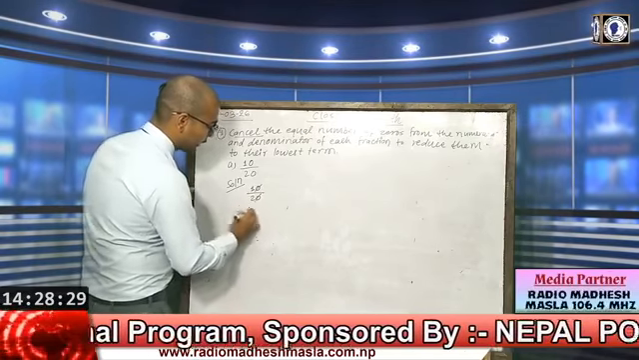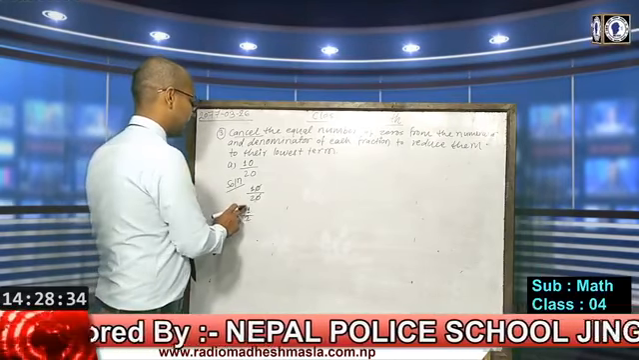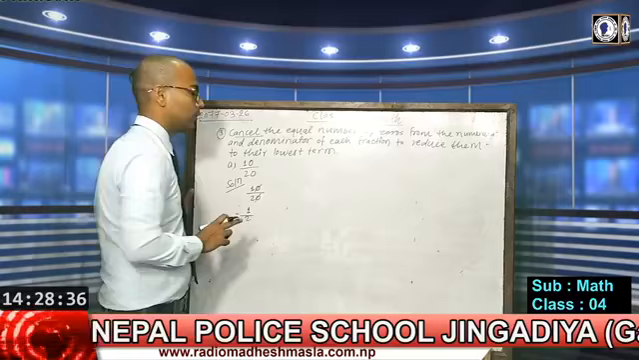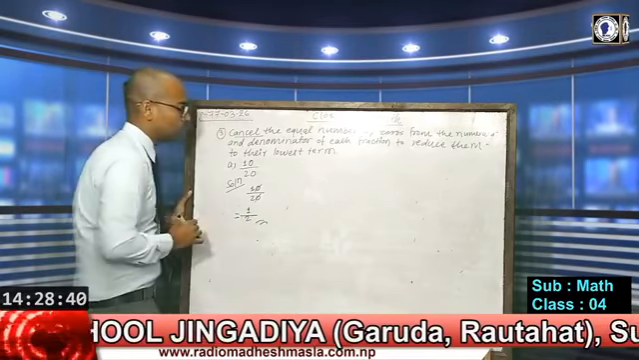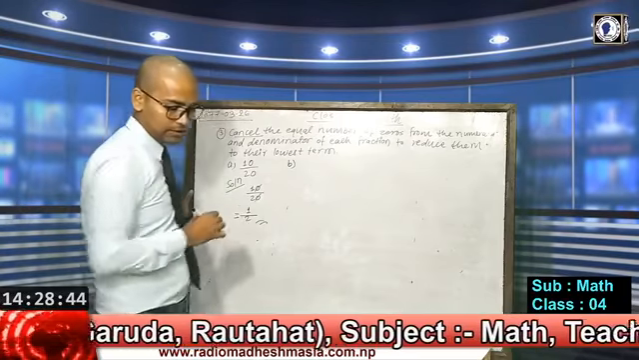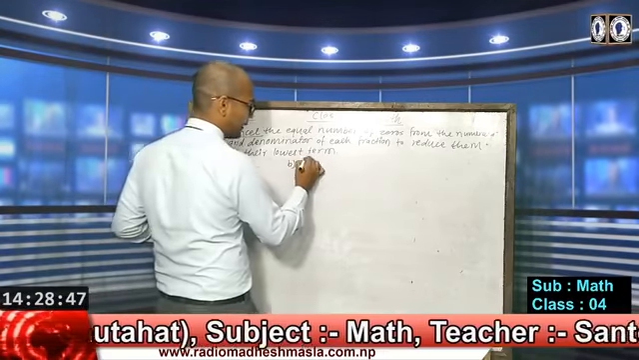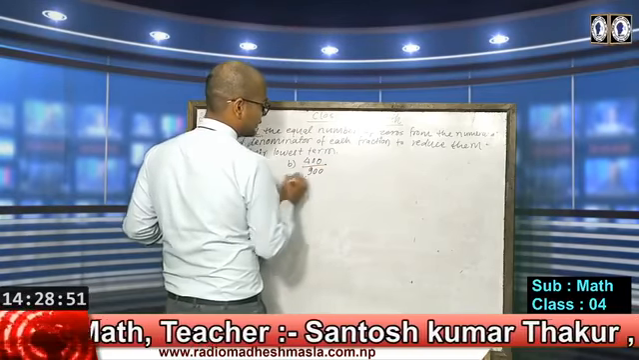So in 1 by 2, is there any common number that can divide 1 and 2 both? No. So our answer is 1 by 2. Then suppose we have a second question like this: 400 by 900.